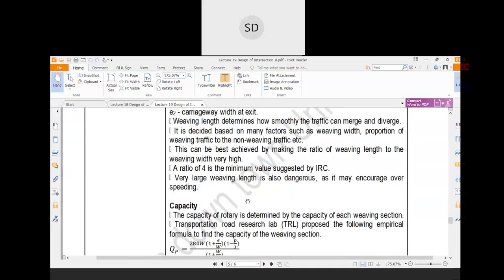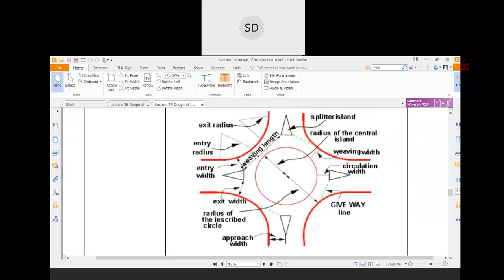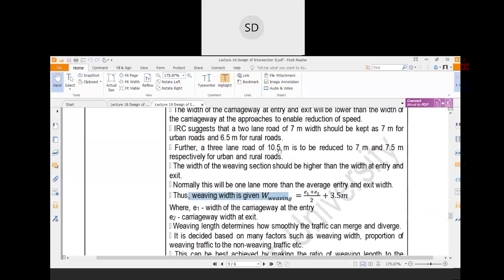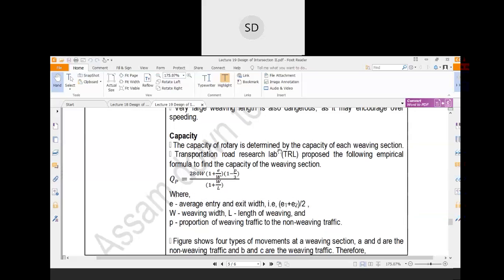A very large weaving length is also dangerous as it may encourage overspeeding. So, as we have already discussed, if your weaving length, that is this length, is more, the speed at the intersection would be higher. So, you can increase the speed at the intersection by increasing the weaving length. But if there is a huge amount of traffic, it can prove to be fatal or dangerous.